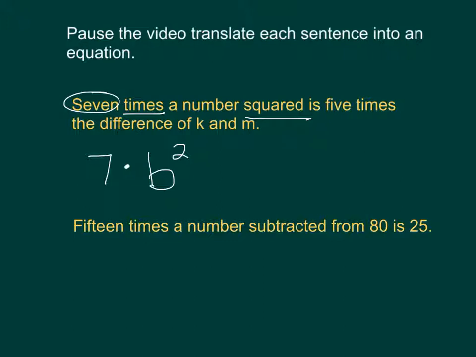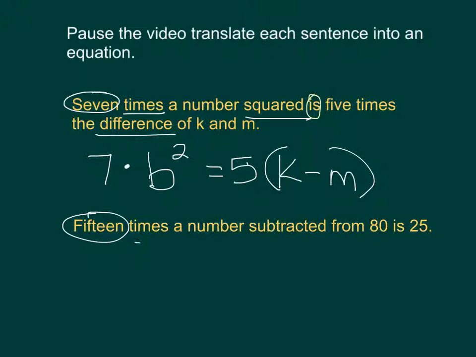is, and there's the is to tell you there's an equal sign here, so is 5 times the difference of k and m. Difference is subtraction, so k and m, and 5 times that. So we would have 7b squared equals 5km.